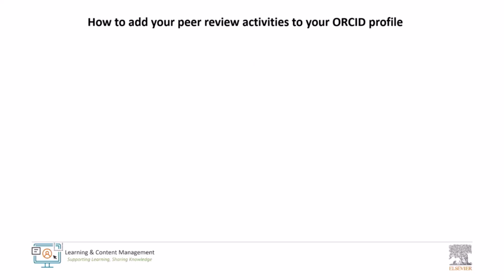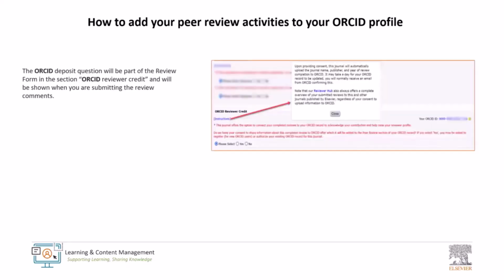For those readers not familiar with ORCID, Open Researcher and Contributor ID, it is a not-for-profit cross-publisher organization that strives to enable transparent and trustworthy connections between researchers and their contributions and their affiliations. It provides a persistent digital identifier, an ORCID ID, which is owned and controlled by authors and which distinguishes authors from every other researcher. The ORCID deposit question will be part of the reviewer form in the section ORCID Reviewer Credit and will be shown when you are submitting the review comments.